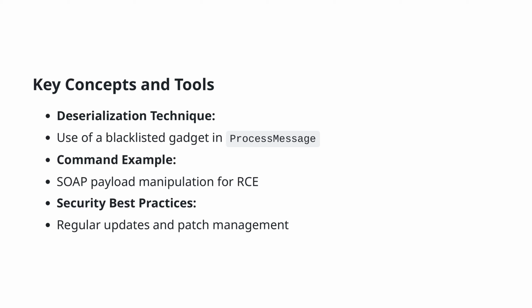In this section, we will cover some key concepts and essential tools related to deserialization techniques, particularly focusing on how they can be exploited for remote code execution. An example of this exploitation is the use of a blacklisted gadget in the ProcessMessage method. By manipulating SOAP payloads, attackers can achieve remote code execution, presenting a significant security risk. To mitigate these risks, it's imperative to adhere to security best practices. Regular updates and diligent patch management are fundamental in safeguarding systems against such vulnerabilities.